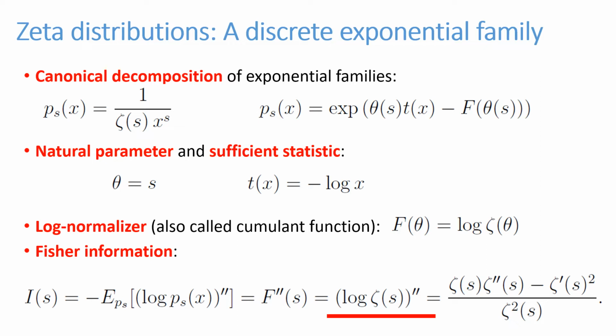And since the Fisher information of an exponential family is the negative expectation of the Hessian of the log density, we get the following expression for the Fisher information of the zeta distribution using the first and second derivatives of the zeta function.